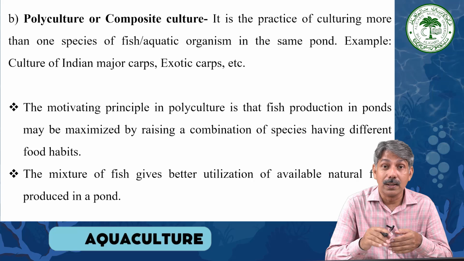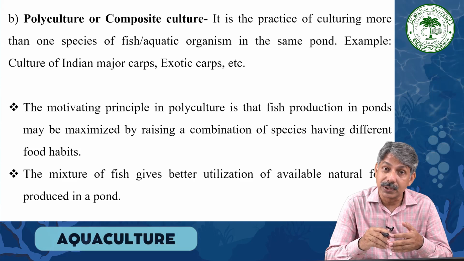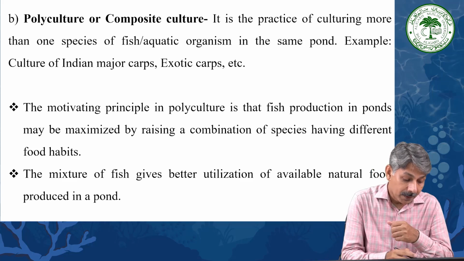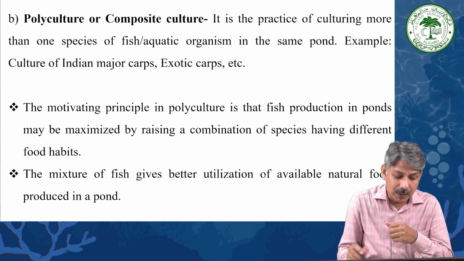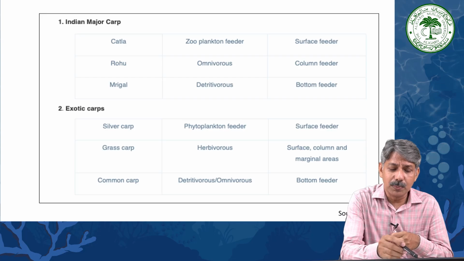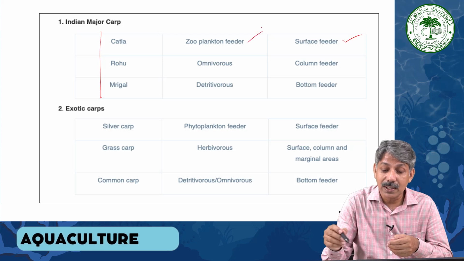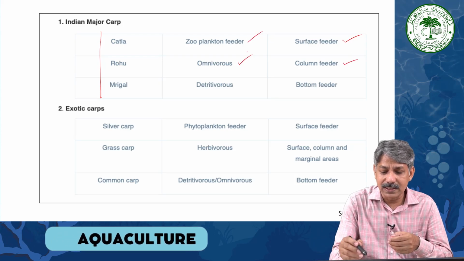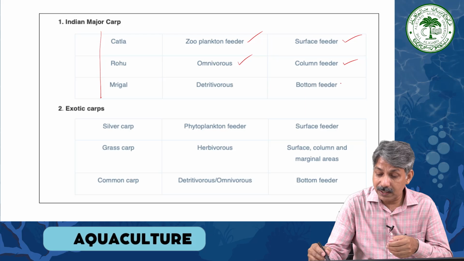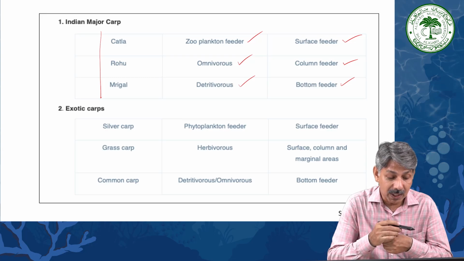For example, katla is a surface feeder, rohu is a column feeder in the mid zone of the water, and Cirrhinus mrigala, which is mrigal, also called nain in some parts of the country, is a bottom feeder. That is why we usually go for polyculture. This is the list which is given: katla, rohu, mrigal, the IMCs, may be used. Here you can see that katla is a surface feeder and basically feeds on zooplankton. Rohu is a column feeder, considered omnivorous. It can utilize zooplankton as well as phytoplankton. And mrigal is detritivorous, but it can also feed on some of the planktons, especially in the early stages.